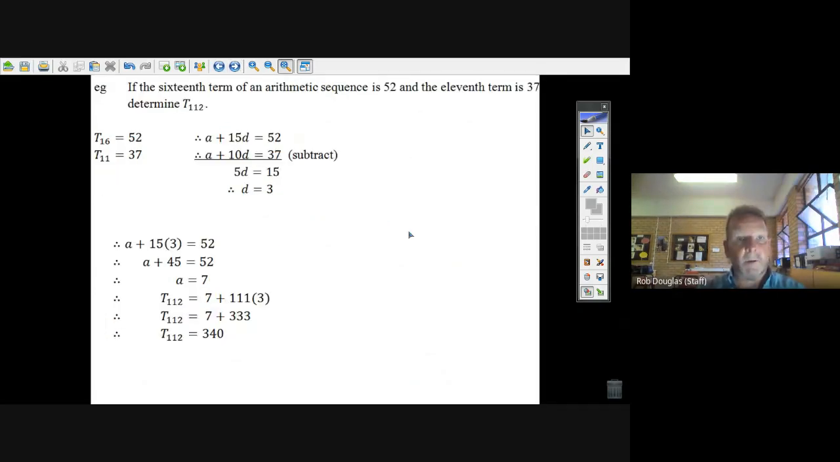So those are the first two straightforward types of questions. You can get another type of question, though, and it looks like this. What if you're given two terms? If you're given the 16th term is 52 and the 11th term is 37. Well, there's a special trick here.